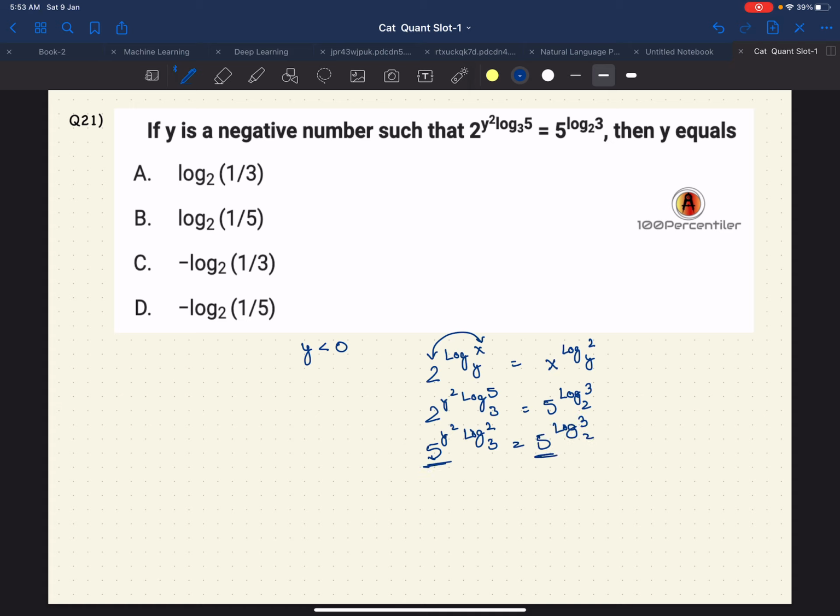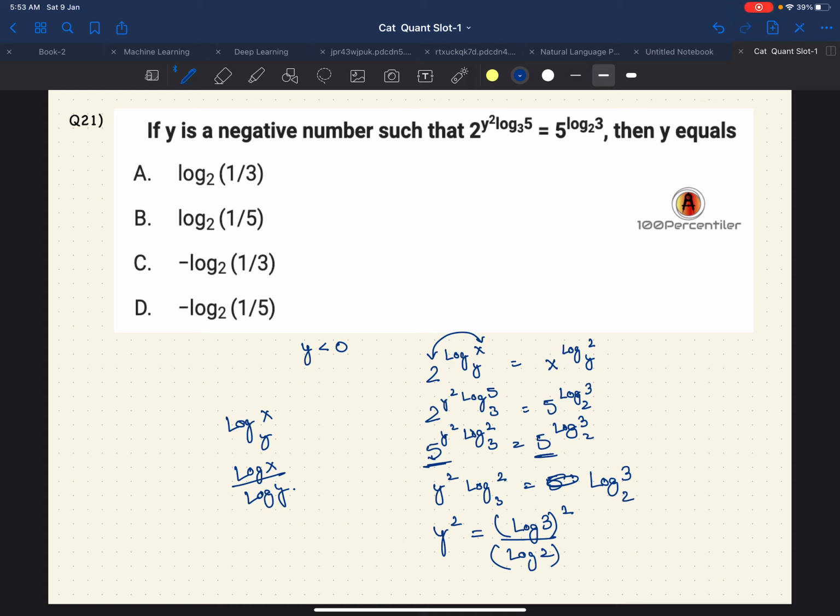So the base here is the same and therefore the powers can be equated. y square log 2 to the base 3 is equal to log of 3 to the base 2. Now once again we have seen before that log x to the base y is log x upon log y, and therefore y square can be written as log 3 whole square upon log 2 whole square. Therefore y is plus minus log 3 to the base 2.